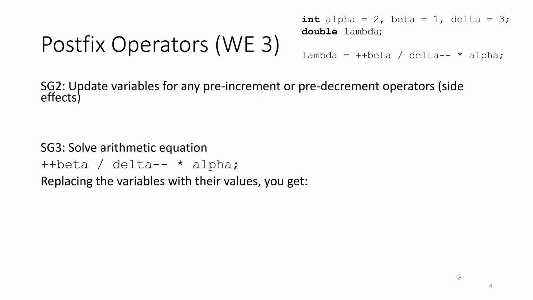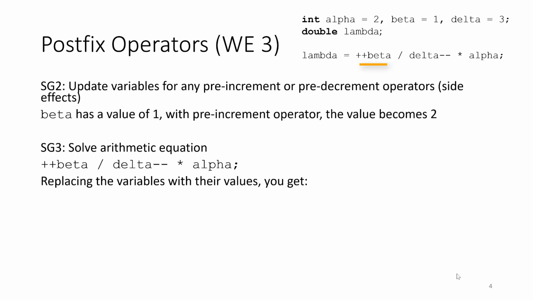Subgoal 2 says to update any variables for pre-increment or pre-decrement operators, noting any side effects. In this case, beta has a pre-increment operator. Beta starts with a value of 1. We will increment that to become 2 and use that new value in evaluating the expression.